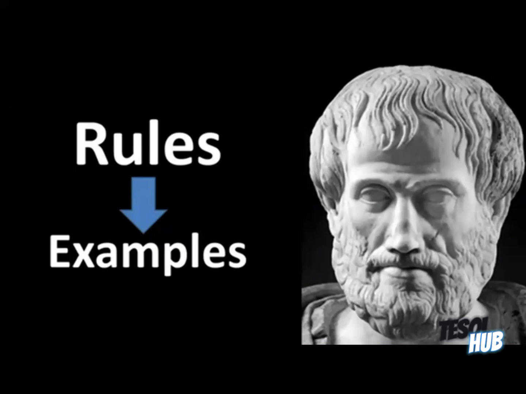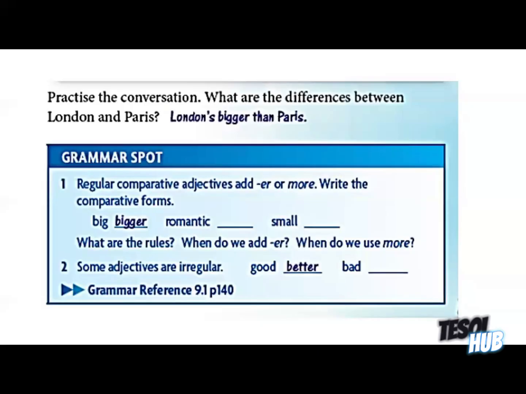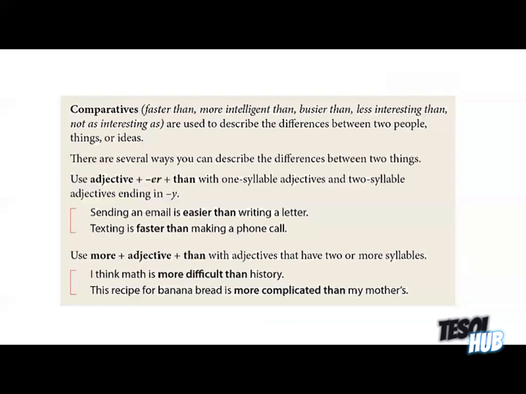However, there is another effective way, which is guided discovery. And look at the examples here in the book. In the book, they are presenting the rule to the students, giving them words like "London is bigger than Paris." So if we give the students big, bigger, small, smaller, good, better, and then we explain the rule, we explain everything about the rule. After that, we start with examples about the rule, and then we give the students exercises to answer. This is a deductive approach.